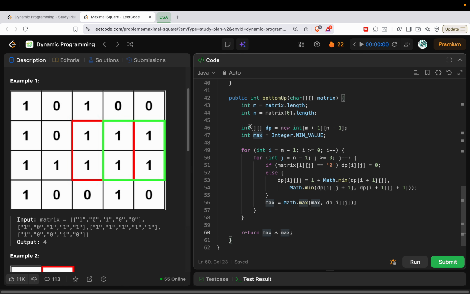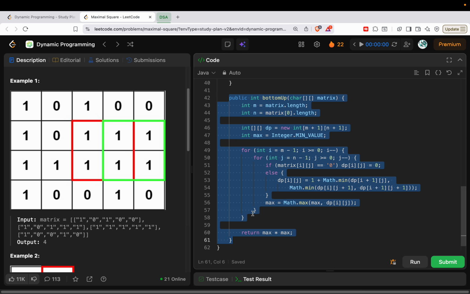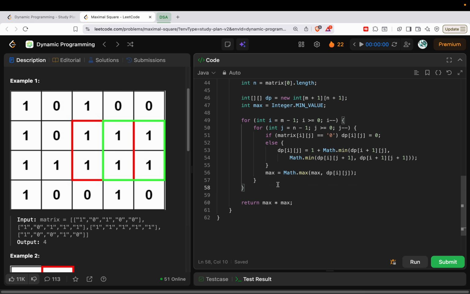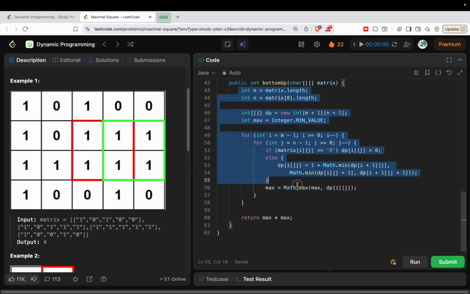The bottom up approach is better than the top down approach only in one aspect. Here we don't have a recursion stack. Okay, so the space coming from the recursion stack can be saved. So that is the only benefit coming from the bottom up approach. Rest everything remains same, okay, in terms of time complexity and the space complexity. That's all about this problem.